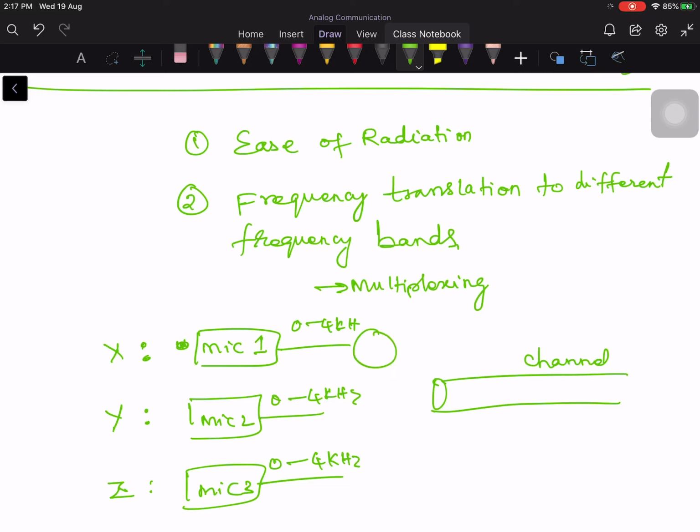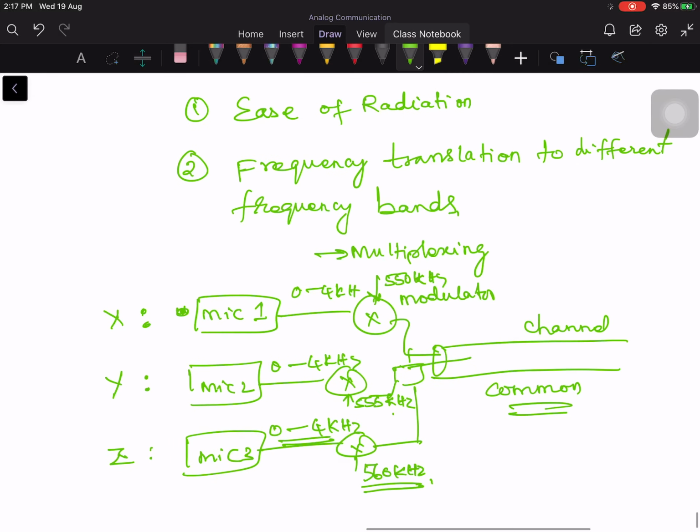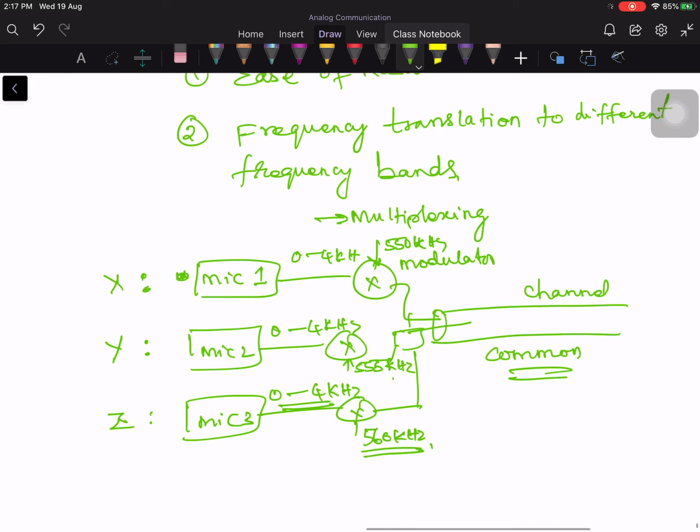So what you do is put a modulator here and the frequency is 550 kilohertz and give it to here, and here put a modulator and here 555 kilohertz. You put another modulator here, 560 kilohertz. So this one is from mic 3, whatever the output is coming, which is in the frequency spectrum from 0 to 4, and that is modulated with the 560 kilohertz. Anyway, 560 will not interfere with 550. You put everything to the multiplexer and transmit through the common channel. So that is possible if you do the modulation process. Otherwise you cannot transmit. Whenever you have a common channel, then you cannot transmit many signals. So for that purpose we need to go for modulation.